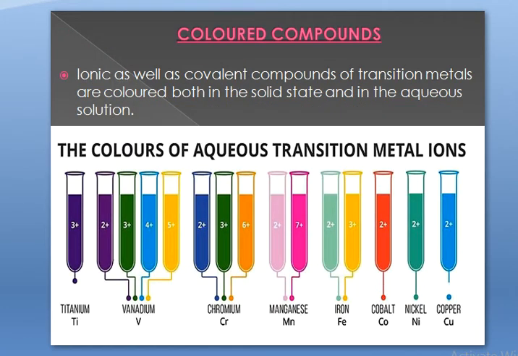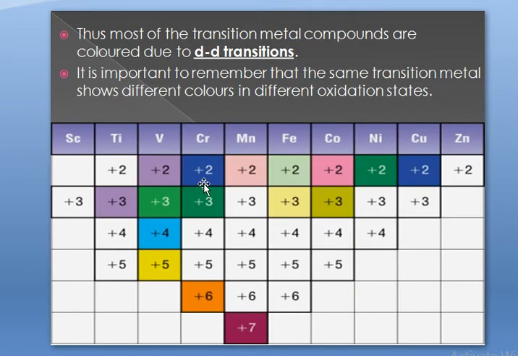Now as I said in the beginning, I'll get back to this picture. You know why they are colored. Now you know that. It is because of d-d transition. One more important thing: I have written most of the transition metal compounds are colored due to d-d transition. This is d-d transition, what we studied, jumping from one d orbital to another. But I have written most of them, not all of them.